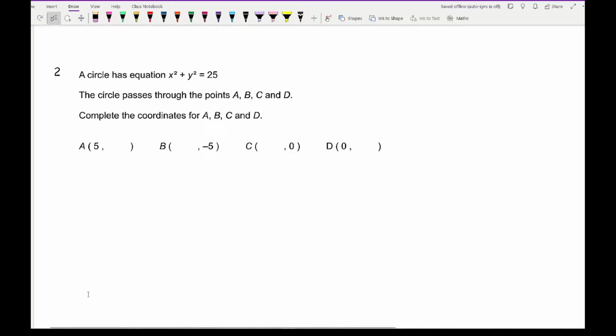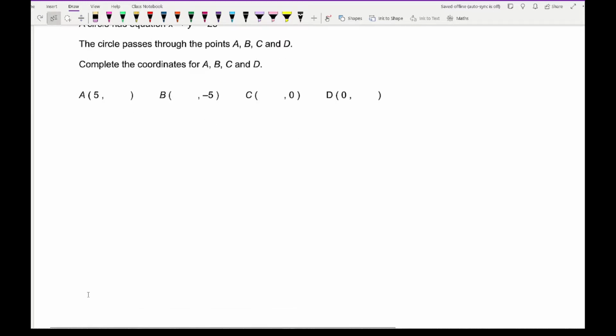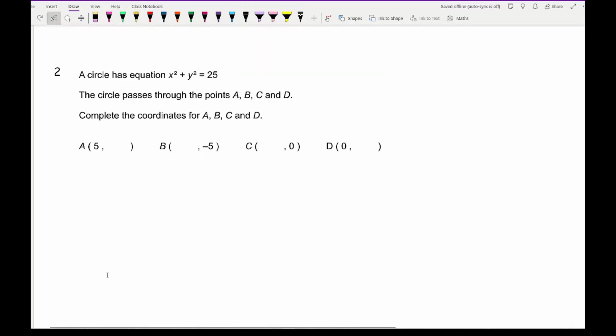Moving on to question 2, again related to the equation of a circle, it says the circle has the equation x squared plus y squared equals 25. The circle passes through the points A, B, C and D. Complete the coordinates of A, B, C and D. For this, all we need to do is substitute these ordinates into the equation and find the respective variable. Here we're going to sub in x equals 5. So I've got 25 plus y squared equals 25, so y squared equals 0. So y is going to equal 0.